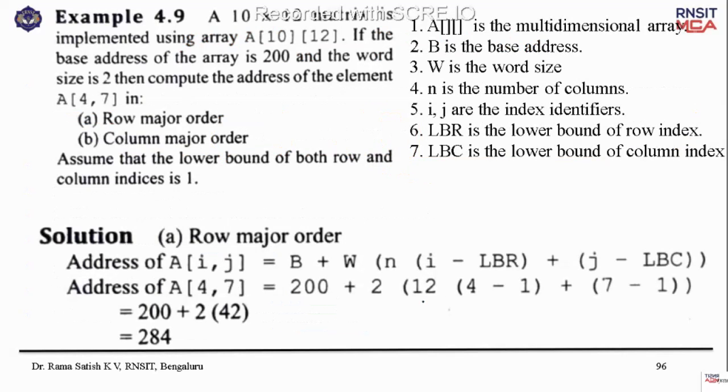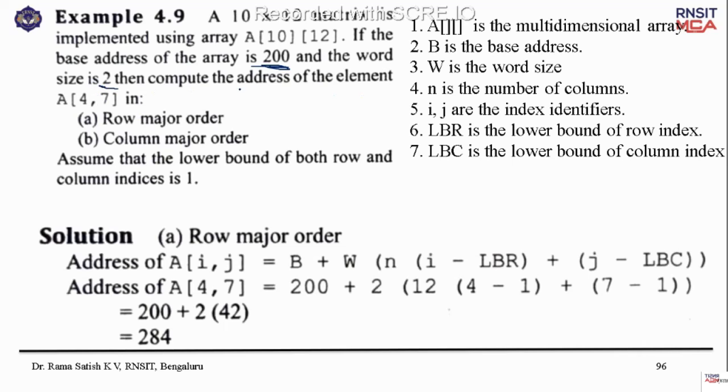Okay. So here is one exercise example. In the examination, they ask a question like this. Probably, if you have paper and pen, please note it down. A matrix of 10 cross 12 is implemented using array A of 10, 12. The base address of the array is 200, which they have clearly mentioned, and the word size, that is, each element occupies 2 bytes.